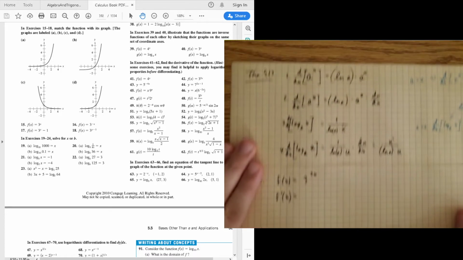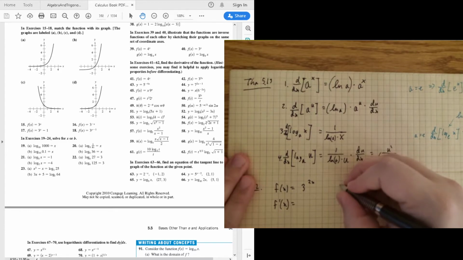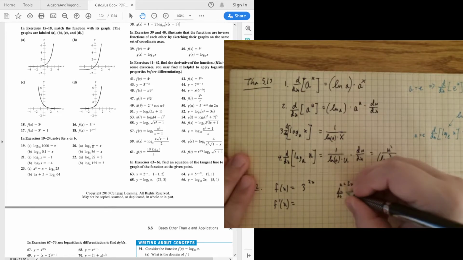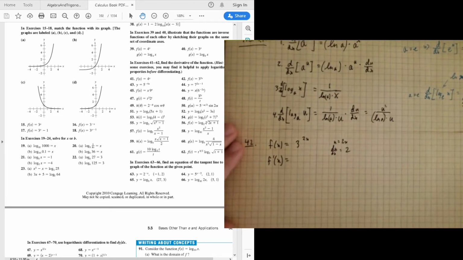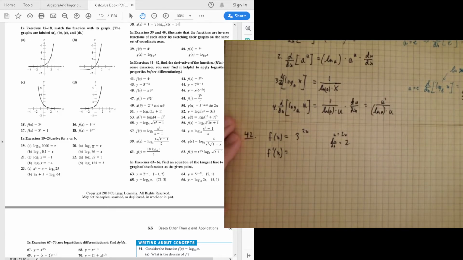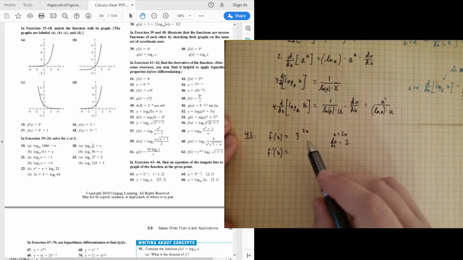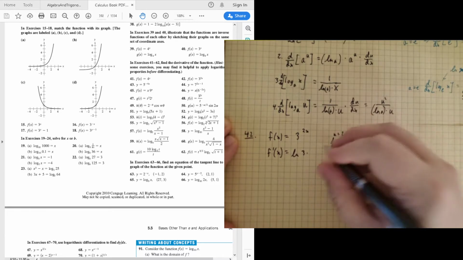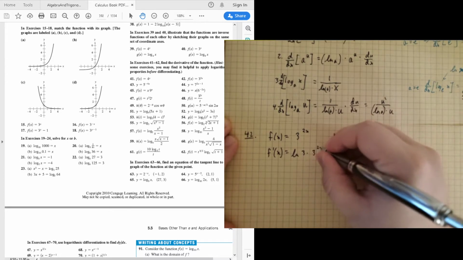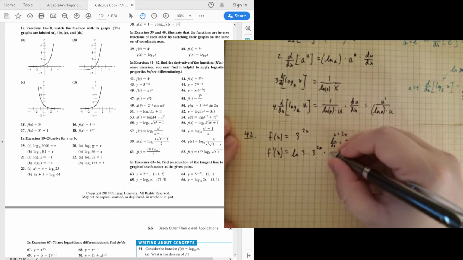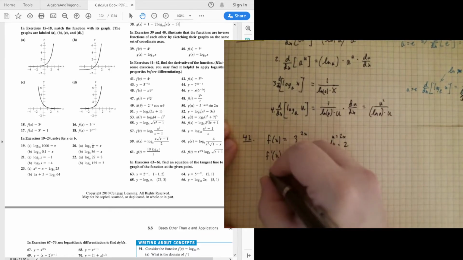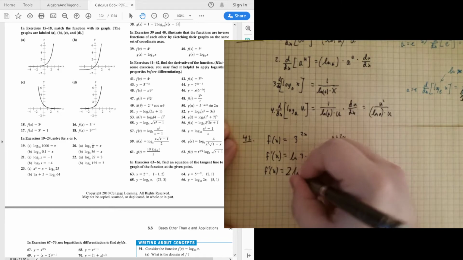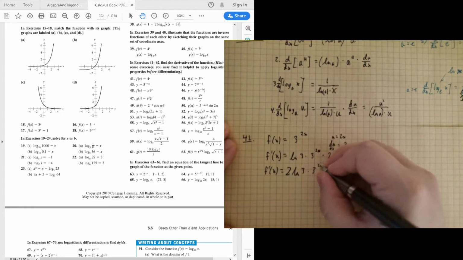Well, what I can do here is I can let my u equal 2x, which means my du dx is equal to 2. So from here, let's go ahead and solve our problem using the chain rule. So we would do ln of 3 times 3 to the 2x power times the derivative, which is 2. Or f prime of x is equal to 2 ln of 3 times 3 to the 2x power.